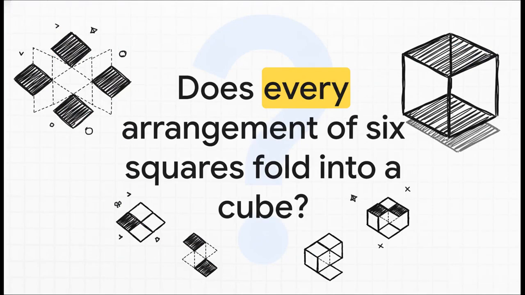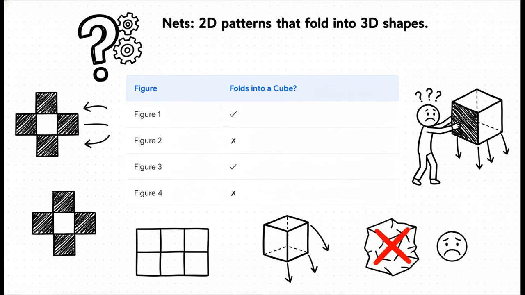Let's kick things off with a classic, the cube. A cube has 6 identical square faces, right? So its net has to have 6 squares. But here's a little puzzle for you. Can you just arrange those 6 squares any way you want and expect it to fold up into a perfect cube? What do you think? Well, let's put it to the test.